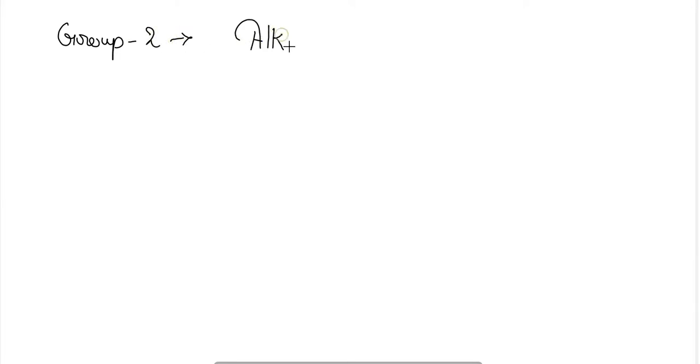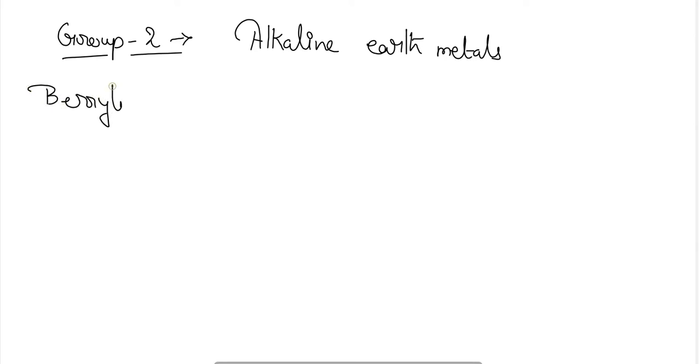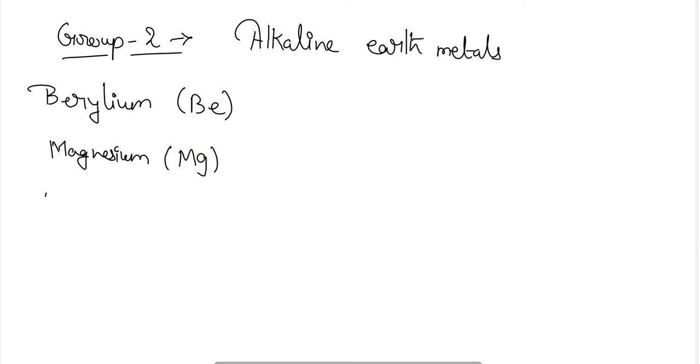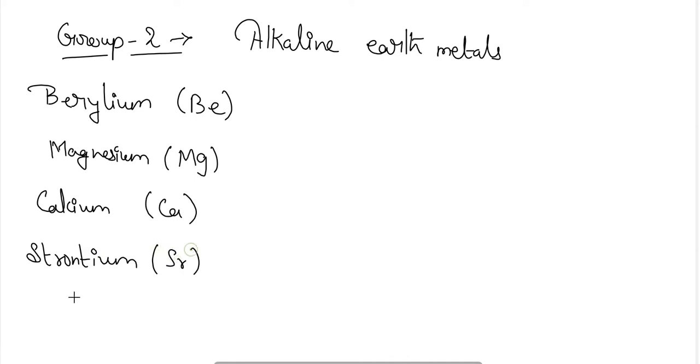Next are the group 2 elements, which are called alkaline earth metals. In this group, the elements are beryllium, then magnesium, then calcium, then strontium, then barium, and the last is radium.